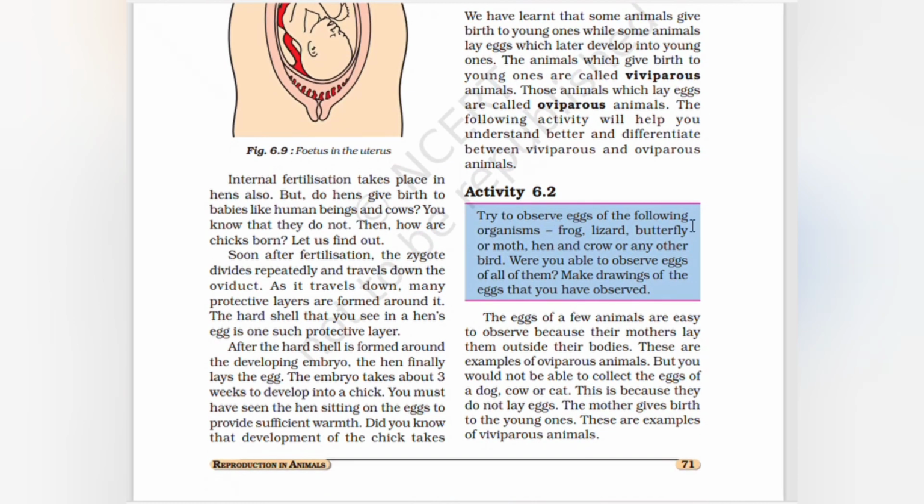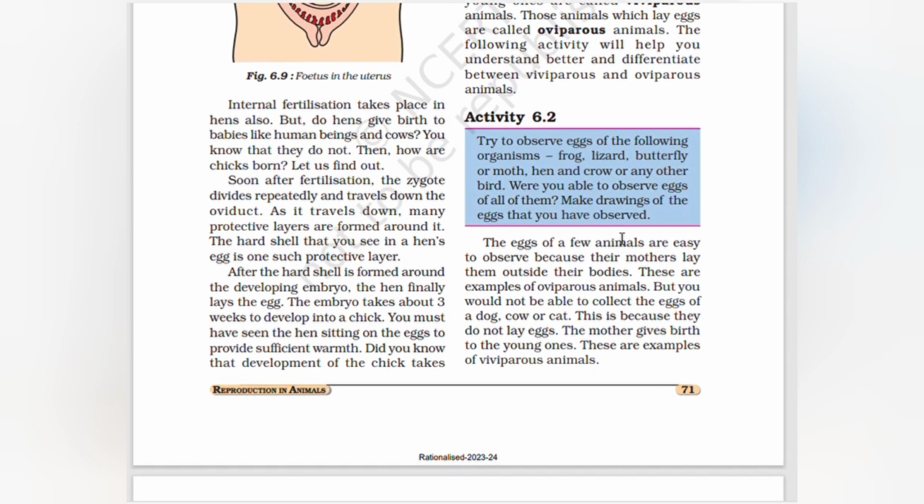Try to observe eggs of the following organisms: frog, lizard, butterfly or moth, hen, and crow, or any other bird. Where you are able to observe eggs of all of them, make drawings of the eggs that you have observed. Eggs of a few animals are easy to observe because their mothers lay them outside their bodies. These are examples of oviparous animals, that is, animals laying eggs outside the body.